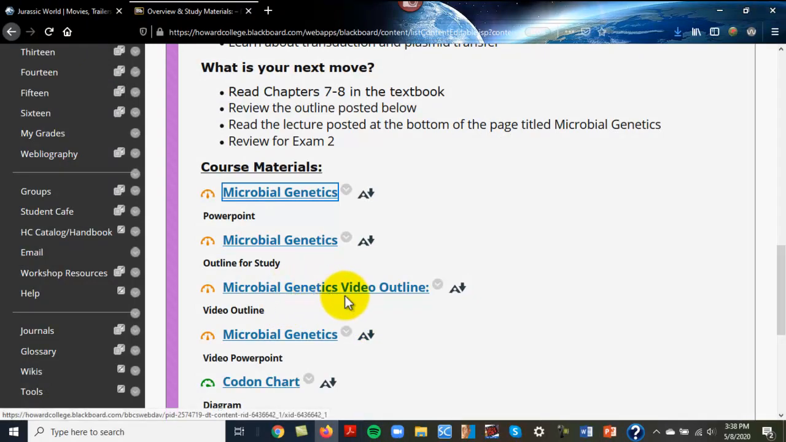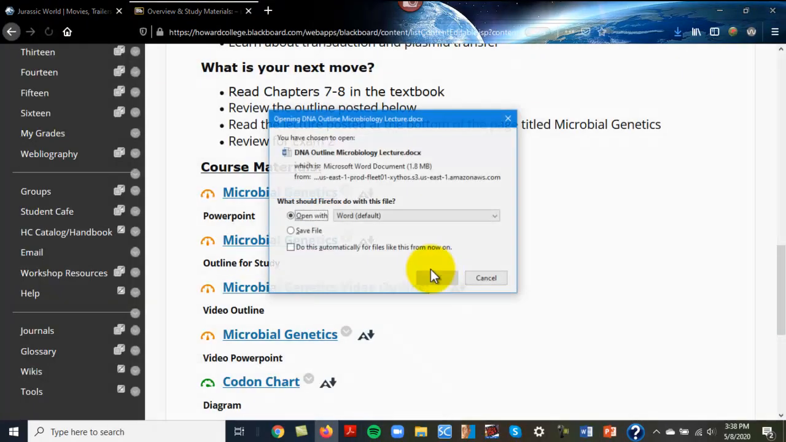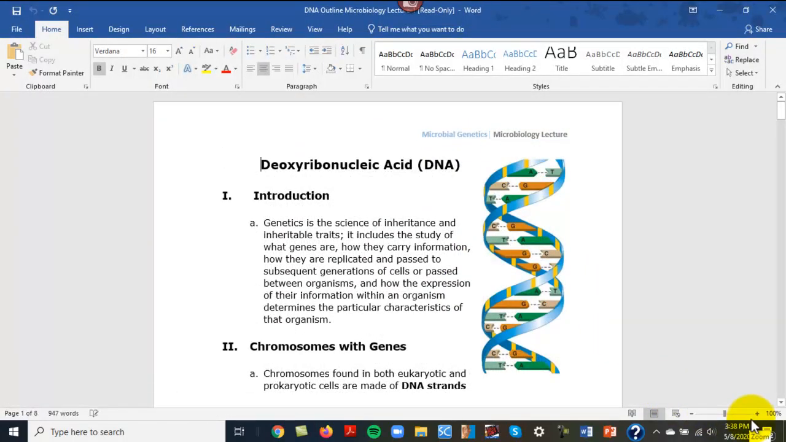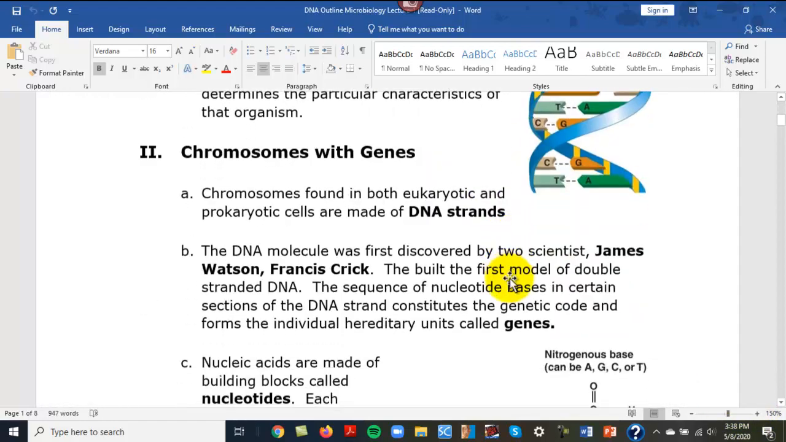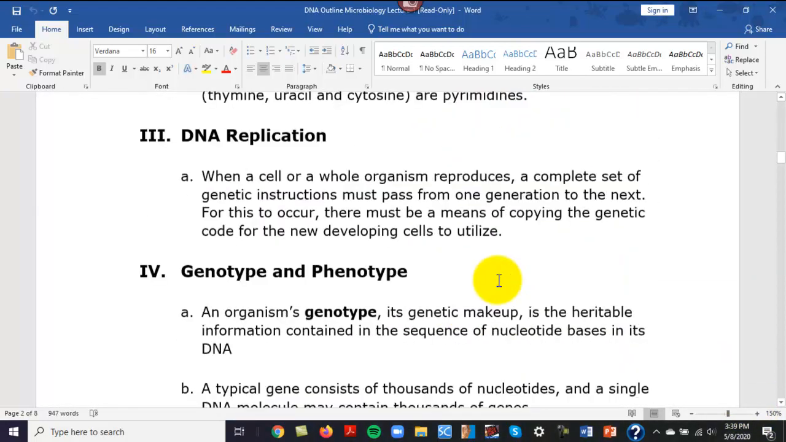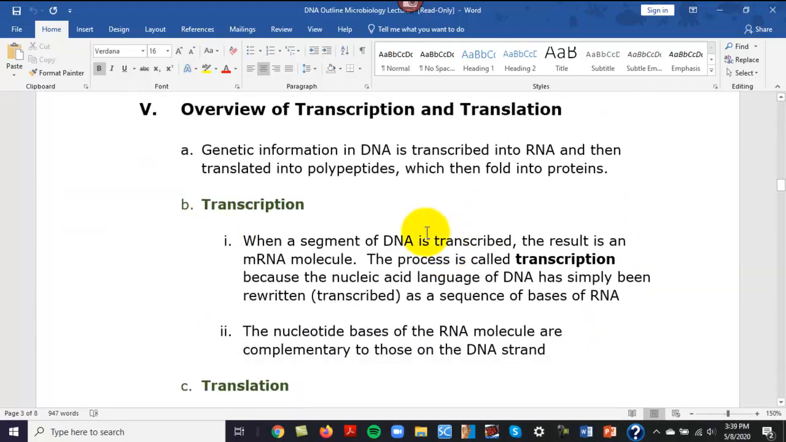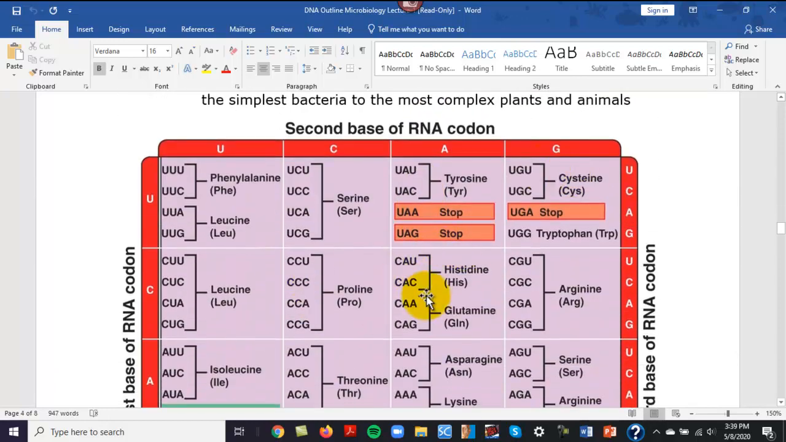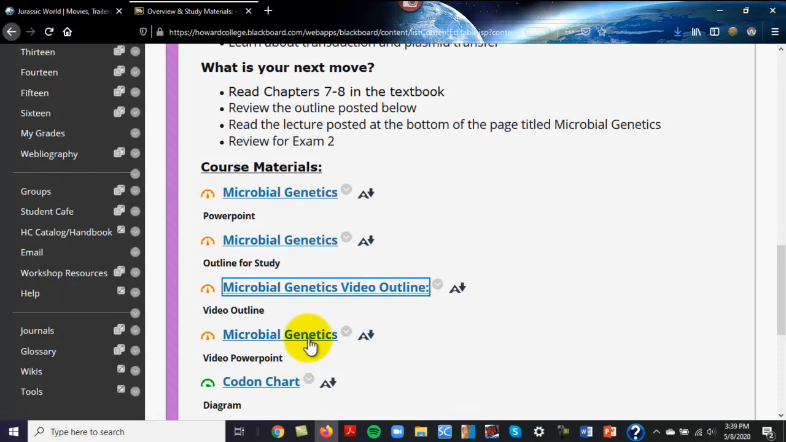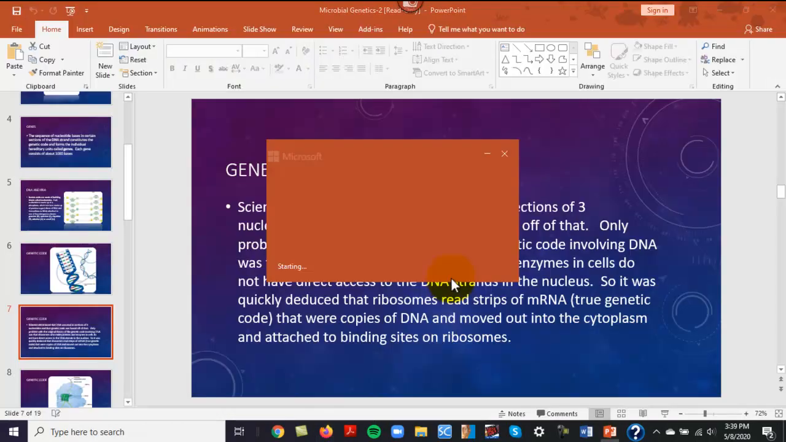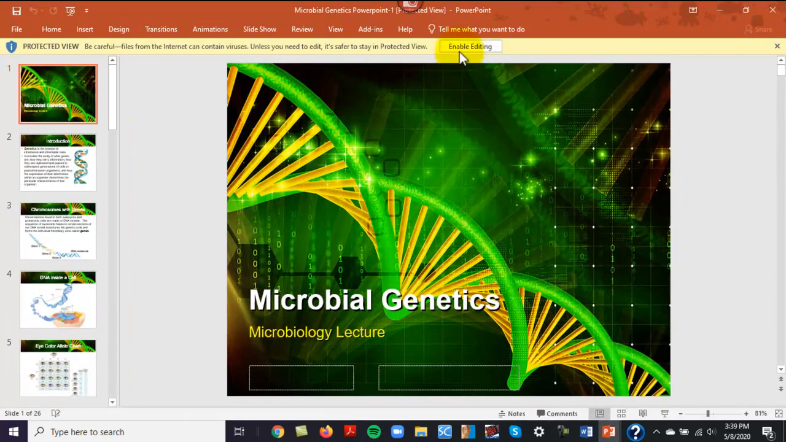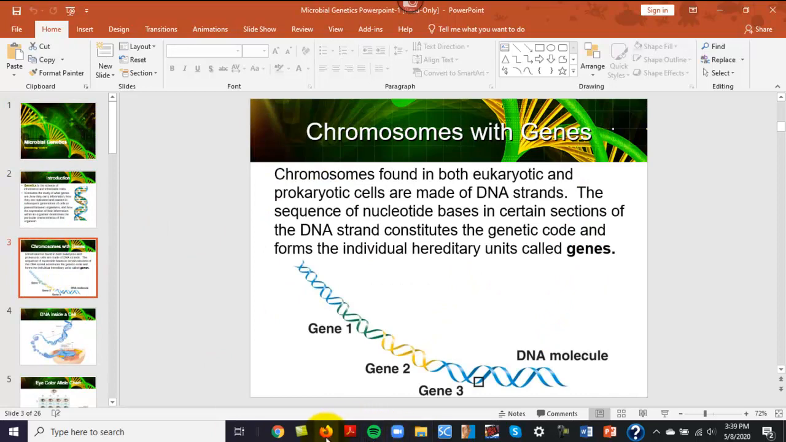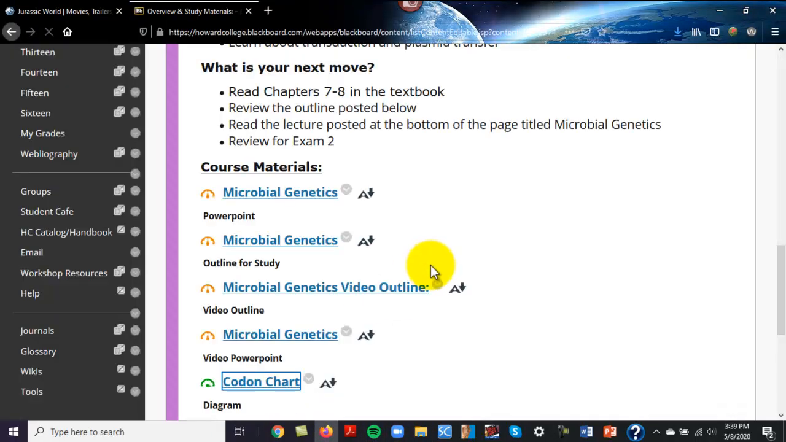Now, this one here, it says the microgenetics video outline. This is a video that goes through every part of this outline, which is the same as the others. It just shows you how to do everything. It goes through the parts of DNA, genotype, phenotype, and then what is transcription, translation, genetic code, and here is the codon chart. And here is the video PowerPoint. The video kind of references this right here. Goes through all of this, and then also this codon chart.